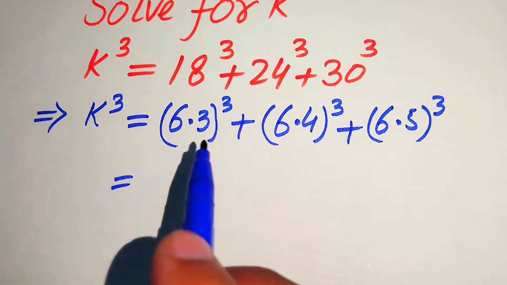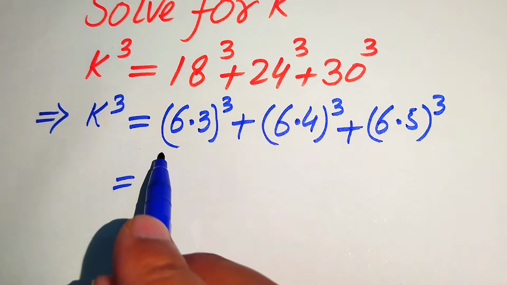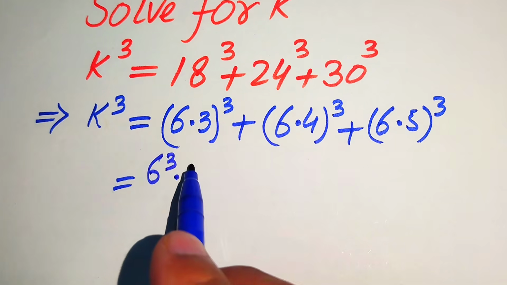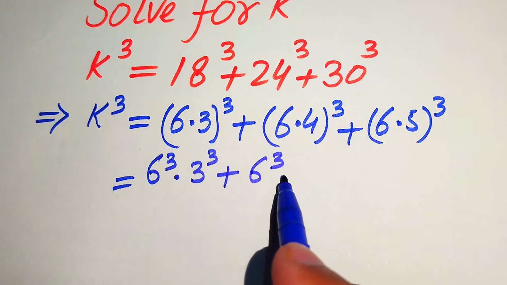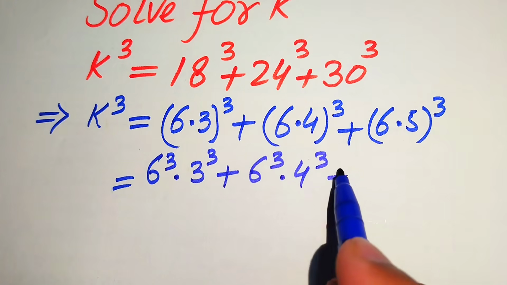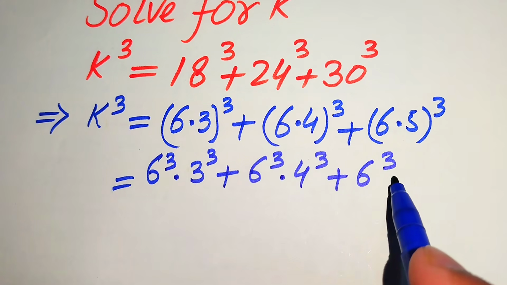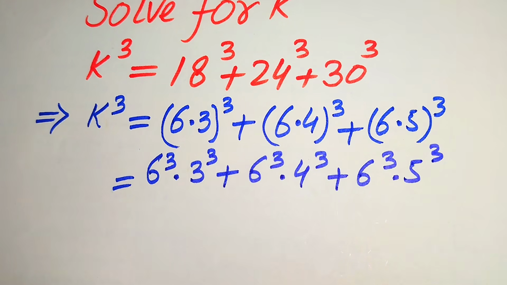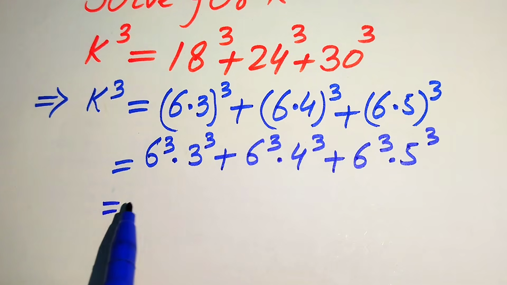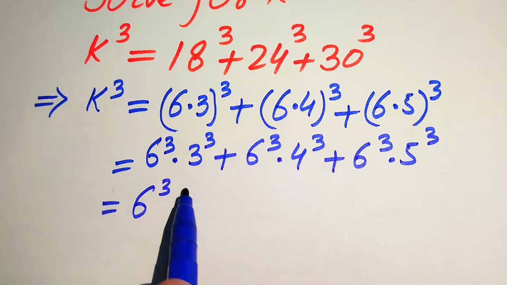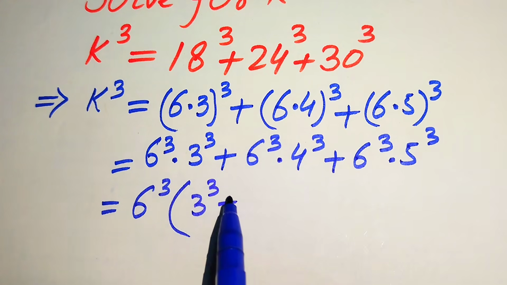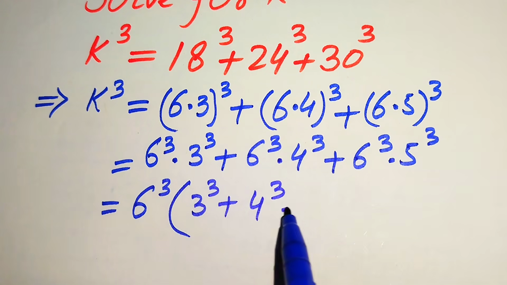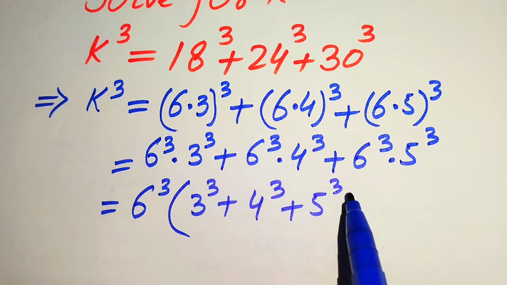In the next step, when we apply this exponent to both of these terms, it will be written as 6 cubed into 3 cubed, plus 6 cubed into 4 cubed, plus 6 cubed into 5 cubed. Now you see each of these terms involves 6 cubed, and when we take 6 cubed common, the remaining values are 3 cubed plus 4 cubed plus 5 cubed.